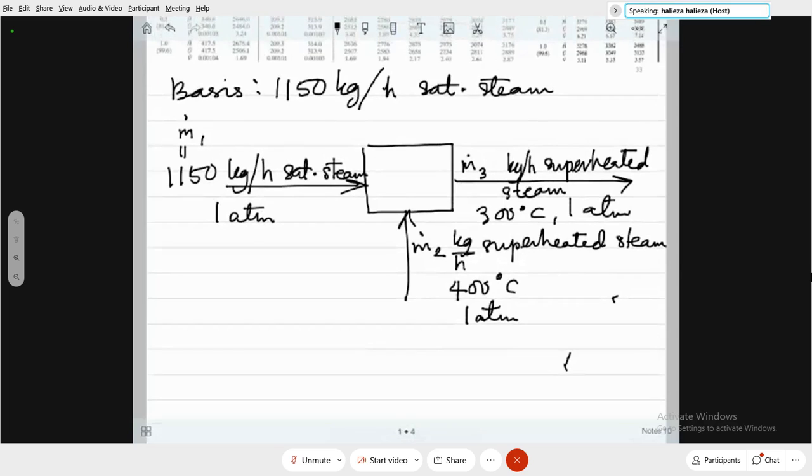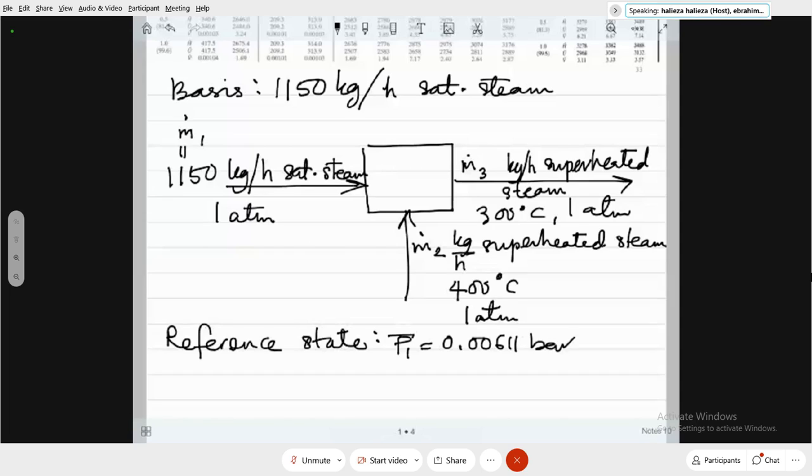So next, what's the next step? Reference state. Before you do anything else, you need to have a reference state. So what reference state are you going to use? 0.00611 bar, your temperature 0.01 degrees C, and liquid water. Okay, that's your reference state.